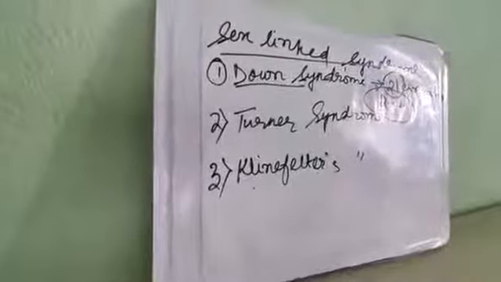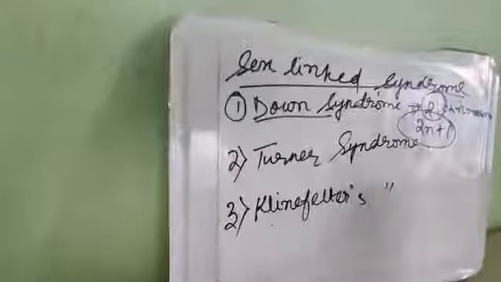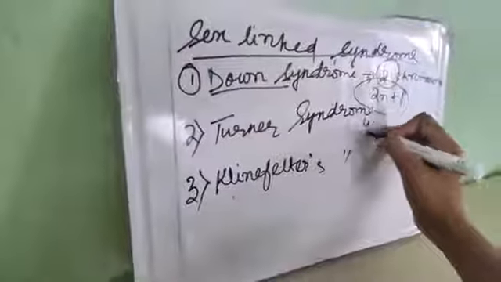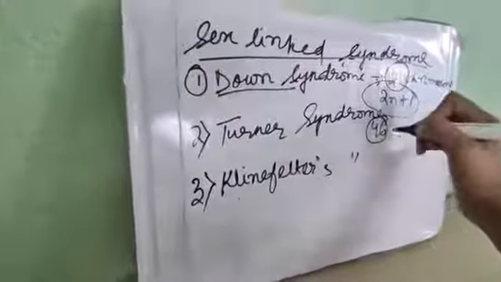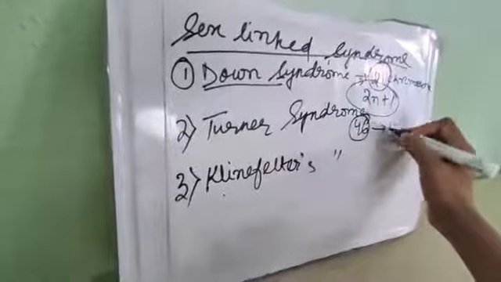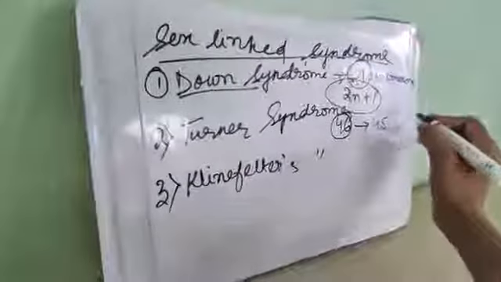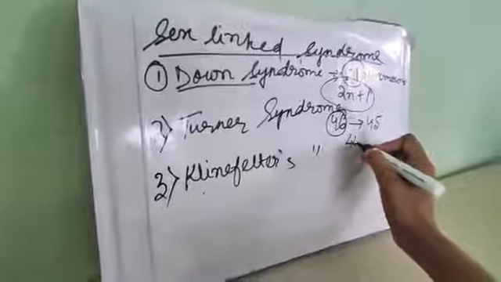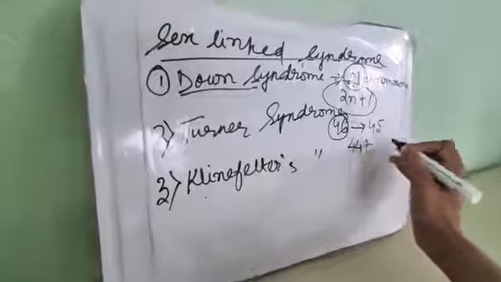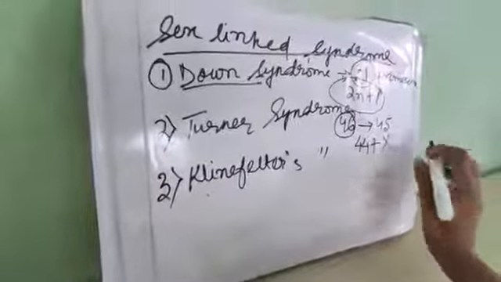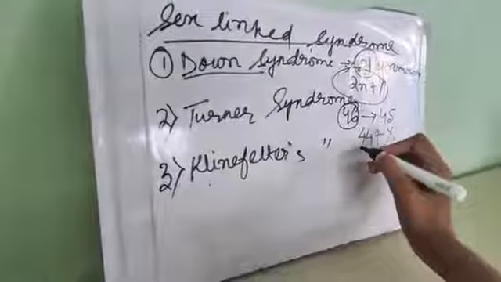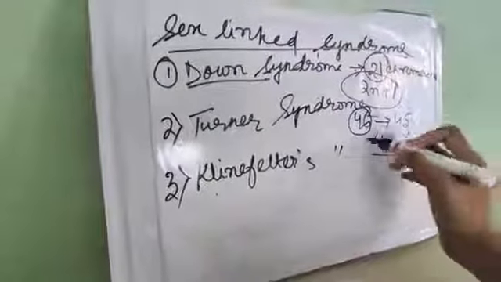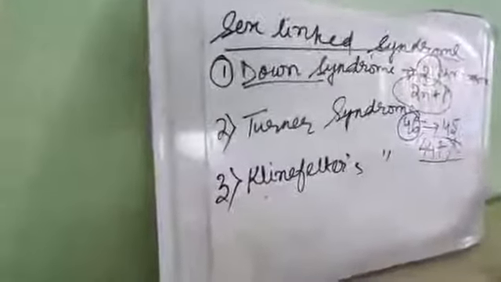The next is Turner syndrome. So what happens in case of Turner syndrome? We have a total set of 46 chromosomes, but in case of Turner syndrome, they will have only 45 chromosomes. What is it that they are missing? They will have 44 autosomes and one X chromosome, not the other. That means 44 autosomes plus one X chromosome. This will be the genetic constitution of Turner syndrome.